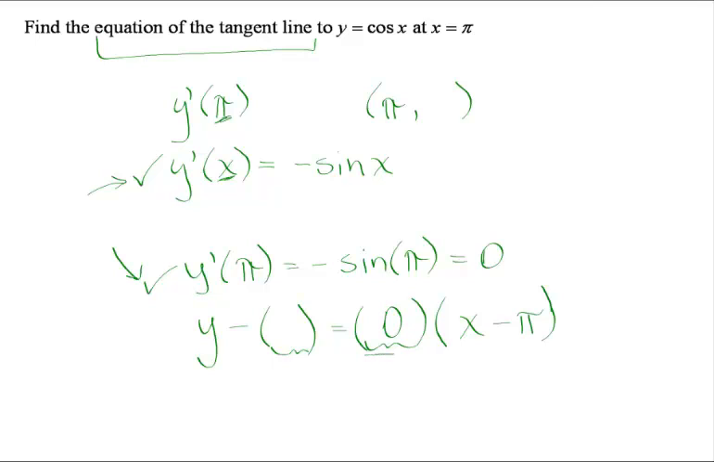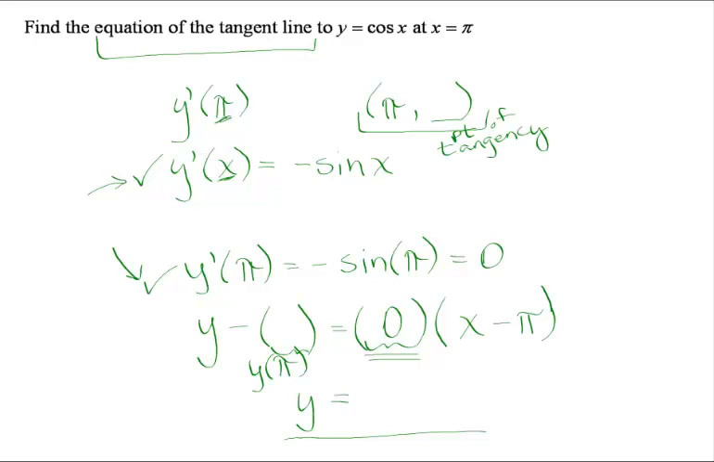Now I know I have a horizontal tangent line. The equation of that line will be y equals some constant. And that constant will be this y value. Why? Because this is the point of tangency. The point of tangency lies on the tangent line. So I need that y coordinate. How do I find it? That is y evaluated at pi. I'm going to put pi into my function. That's going to give me my y value.